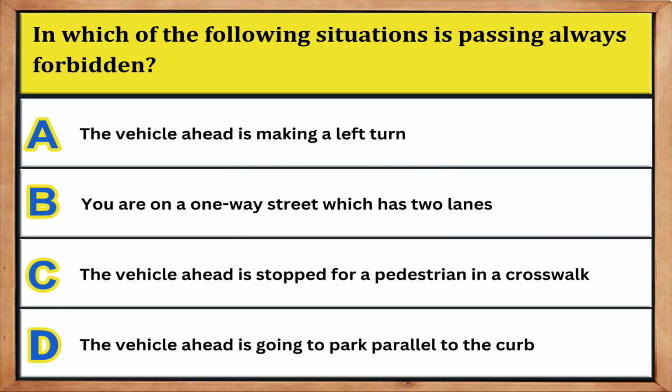Next question. In which of the following situations is passing always forbidden? A. The vehicle ahead is making a left turn. B. You are on a one-way street which has 2 lanes. C. The vehicle ahead is stopped for a pedestrian in a crosswalk. D. The vehicle ahead is going to park parallel to the curb. The correct answer is C. The vehicle ahead is stopped for a pedestrian in a crosswalk.